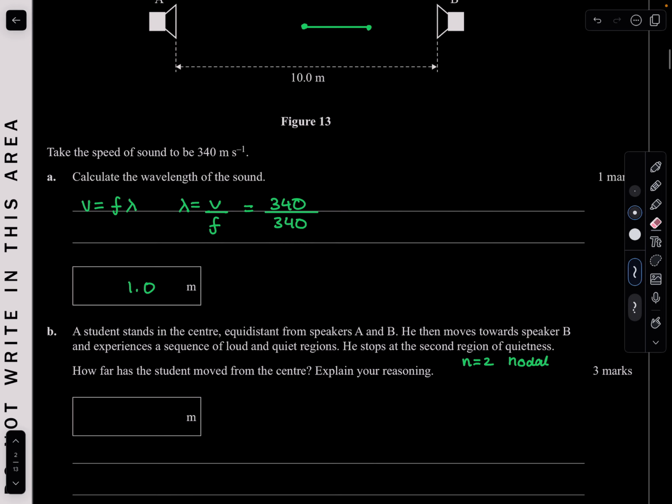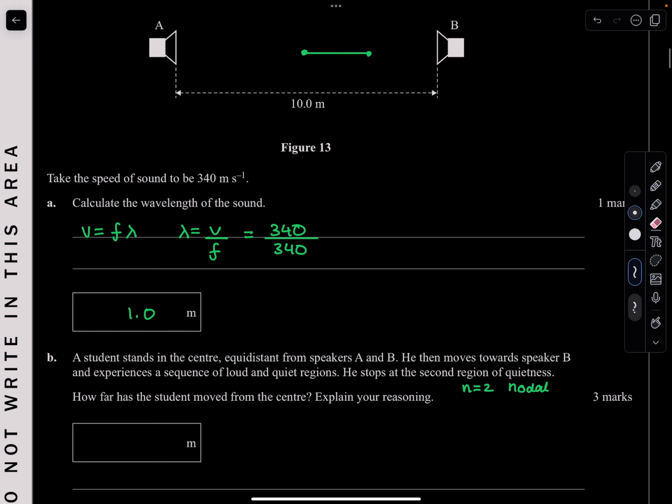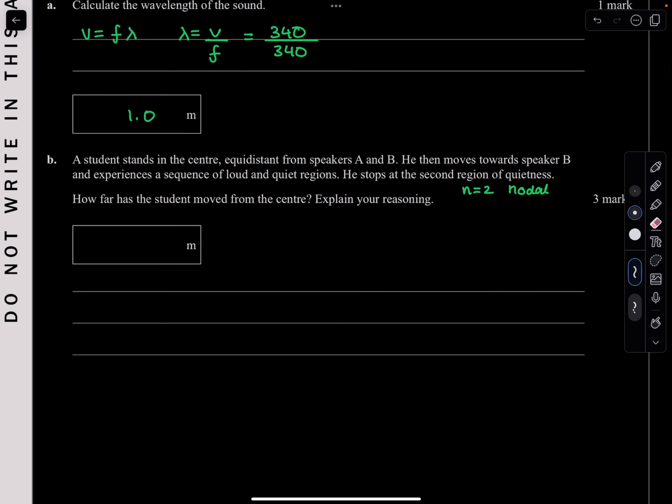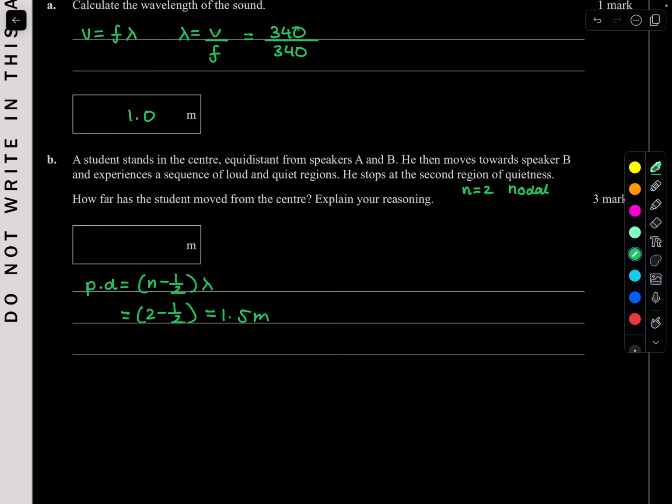So what I would do is first find the path difference. Because I know it's a destructive interference, I can easily find the path difference. Path difference is (n minus half) lambda. So we know that it's the second, and our lambda is 1 meter, which is just 2 minus a half, which is 1.5 meters. That is your path difference.